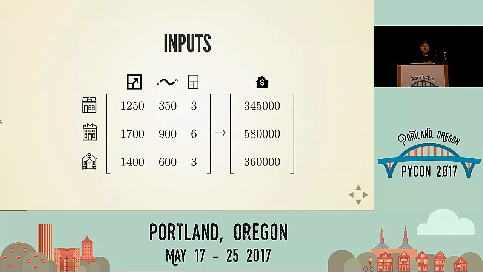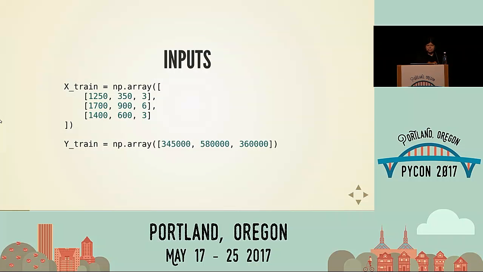And we're going to represent these features in a matrix with as many rows as we have houses and 3 columns, 1 for each of our input features. And we'll call that matrix X. And what we're trying to predict is this vector Y, which represents the housing prices. And here's what that looks like in NumPy. We're just going to use NumPy arrays to represent those.